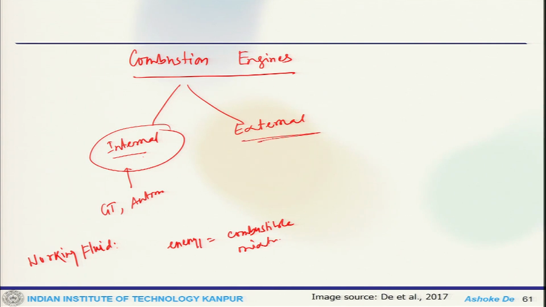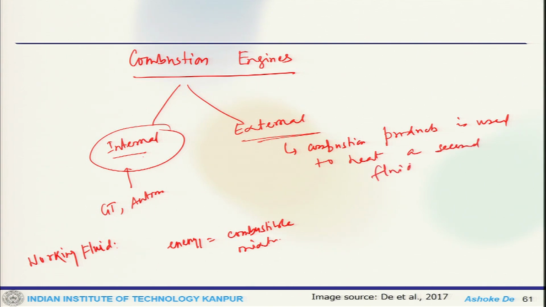Rather, in an external combustion engine, the combustion products are used to heat a second fluid that acts as the working fluid. So, here the combustion products are used to heat a second fluid that acts as the working fluid. Okay. So, that is the basic difference.